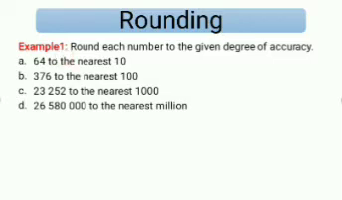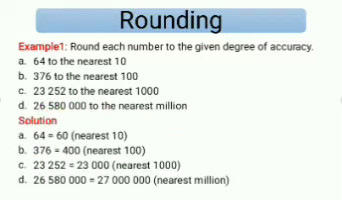Example 1. Round each number to the given degree of accuracy. Letter A, 64 to the nearest 10, B, 376 to the nearest 100, C, 23,252 to the nearest 1,000, then D, 26,580,000 to the nearest million. Now, solution. So this one to the nearest 10 now.